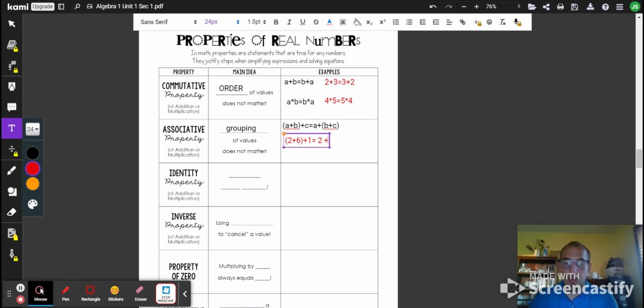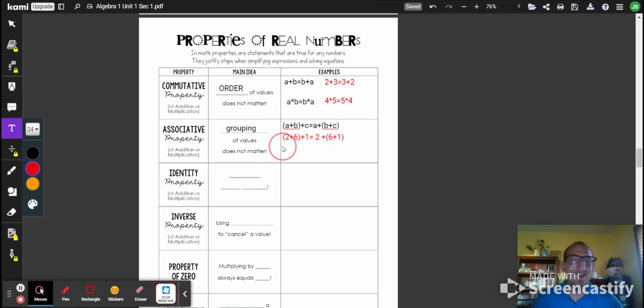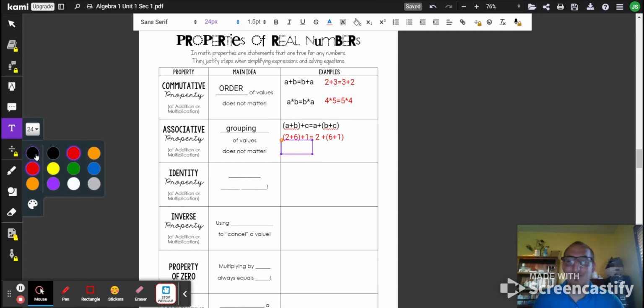Is the same as 2 plus the quantity 6 plus 1 in parentheses. Just listening to my words would not be the best option, because when I just say words, it sounds like I'm saying the same thing. So you've got to look up and figure it out.